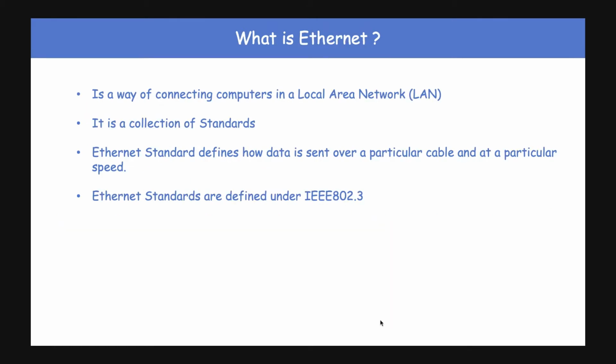First, Ethernet. Ethernet is a way of connecting computers together in a local area network or LAN. It refers to a collection of standards. These standards define how to send data over a particular cable and at a particular speed. Also, these standards define rules that a node must follow to be part of that local area network. All the Ethernet standards start with the number 802.3 prefixed with IEEE, which stands for Institute of Electrical and Electronics Engineers.